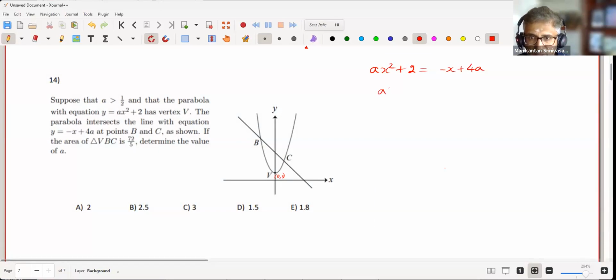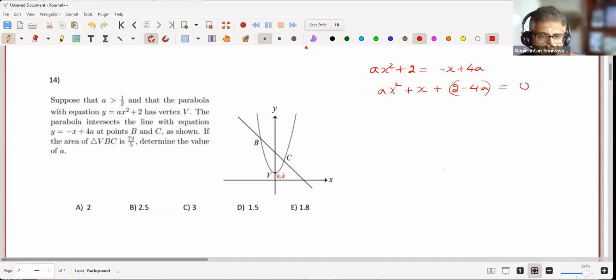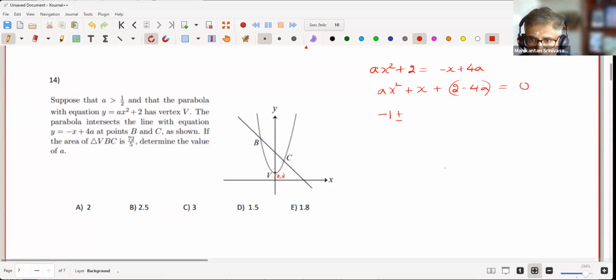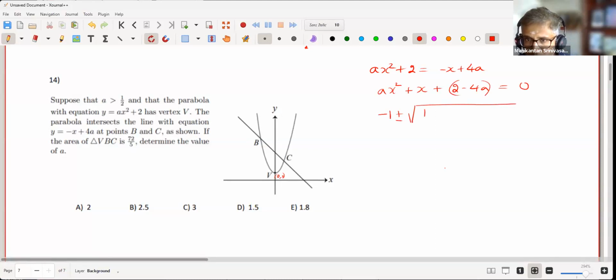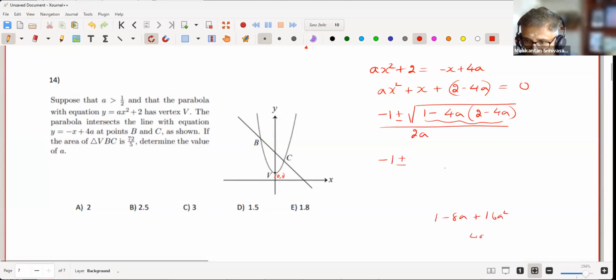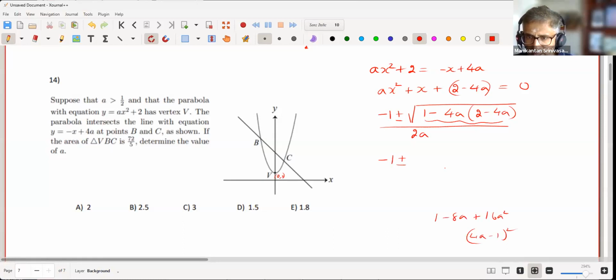Okay. So let's solve this. So ax square plus x plus 2 minus 4a equal to 0. Okay, so the roots are minus b plus or minus square root of b square, which is 1, minus 4ac, 4 into a into 2 minus 4a, whole upon 2a, right? So in this case, minus 1 plus or minus. Now, what is this expression inside the bracket? It's 1 minus 8a plus 16a square, which we should recognize quickly is 4a minus 1 whole square. Okay, so this is 4a minus 1 whole upon 2a.